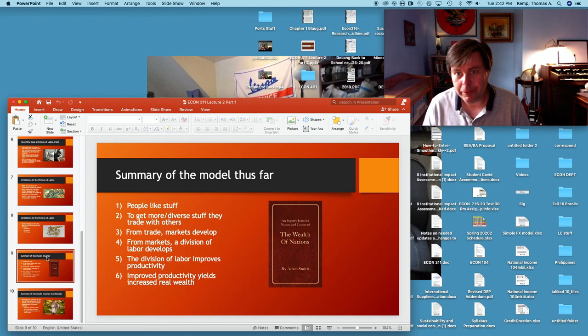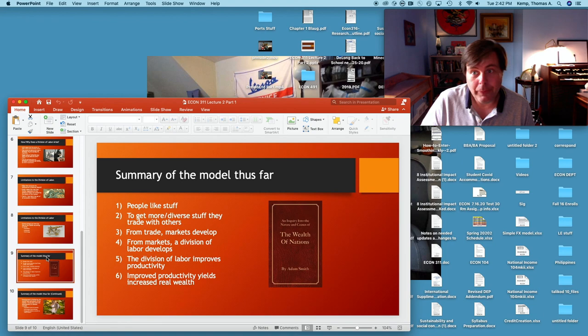Okay, so here's the model so far. One, people like stuff. Two, to get more diverse stuff, they trade with others. Three, from trade, markets develop. Four, from markets, a division of labor develops. Five, division of labor improves productivity. Six, improved productivity yields increased real wealth. All right, so there it is laid out, right? That's Smith's little model. It's not all of it, but it's the bones of it, the skeleton of it.